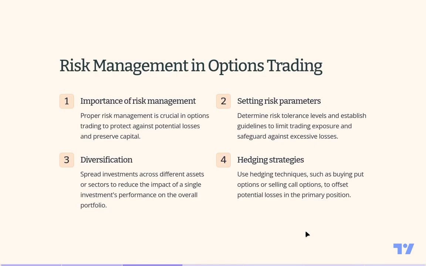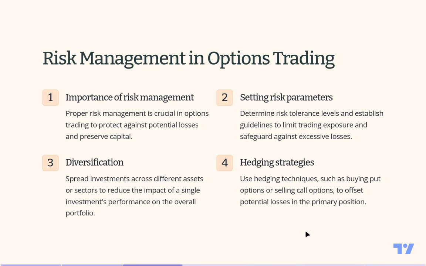Okay. Risk management in options trading. Top four things to remember. As you can see from the screen, you need to know the importance of risk management. You need to know setting risk parameters. You need to know what diversification is, and you need to know hedging strategies.